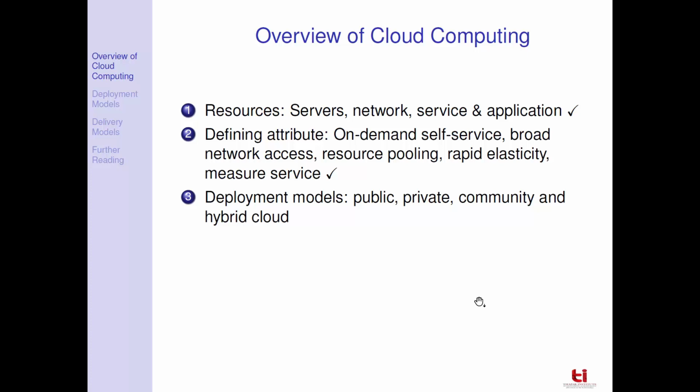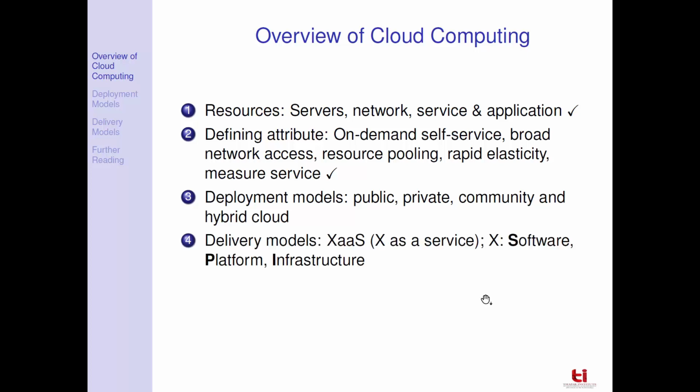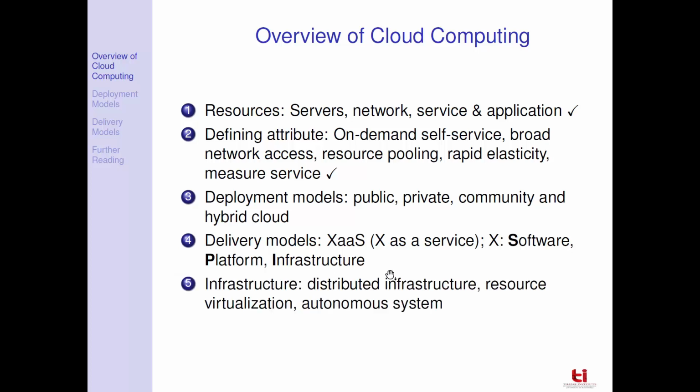Next was the deployment model. There are 4 models which are public, private, community and hybrid cloud. Then there were 3 delivery models, which are software as a service, platform as a service and infrastructure as a service. And finally, the 5th one was infrastructure, that was distributed infrastructure, resource virtualization and autonomous systems.